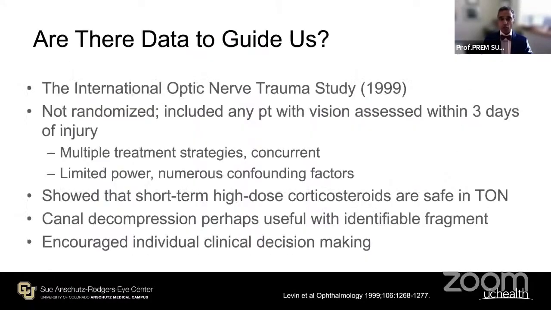So what are we going to do as far as treatment of these patients? What's the evidence? I know that many people will choose to give corticosteroids in patients who have traumatic optic neuropathy. And these data come from over 20 years ago, a non-randomized study where patients were allowed to be observed, randomized to steroid, or get surgery, which I'll get to.